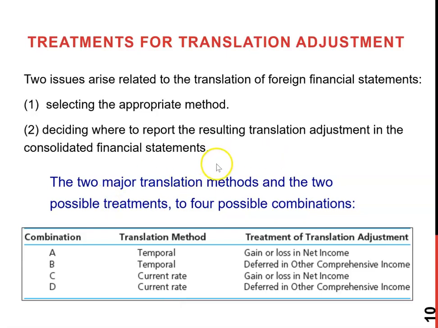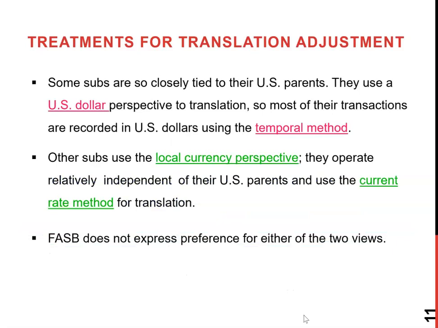And another is, after doing the conversions, where the exchange rate gain or loss will be reported. An exchange rate gain or loss you can show on your income statement, or you can bypass the income statement and show it on your balance sheet under the stockholders' equity part, labeling it as OCI. There are four possibilities. Now we will see what we will do here.